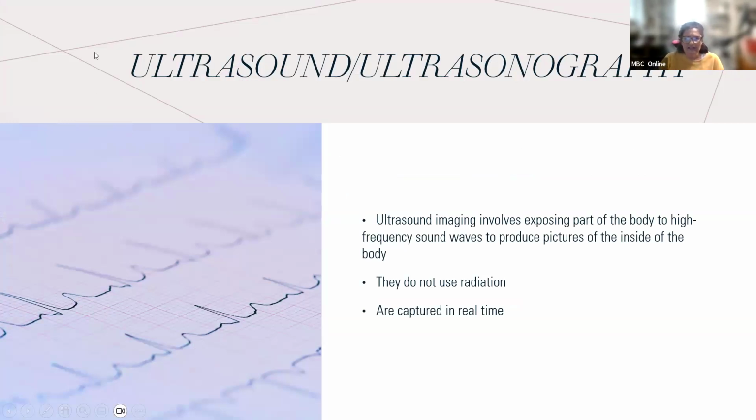Next, we have ultrasound, ultrasonography. Ultrasound imaging involves exposing part of the body to high frequency sound waves to produce pictures of the inside of the body. So ultrasound, if you've ever been pregnant, had a baby, or know someone who has, they get the ultrasound, they rub the thing on their belly, and that's what it is. You expose a part of your body, they rub the thing on it, and it shows the picture inside the body. An ultrasound does not use radiation, and it's captured in real time.